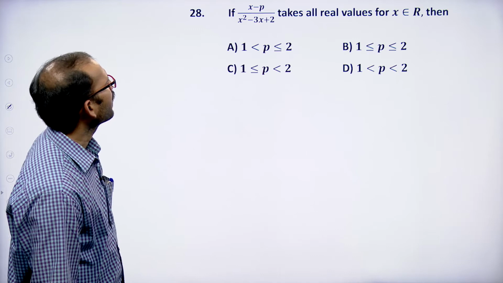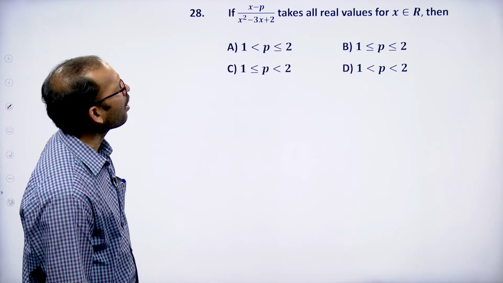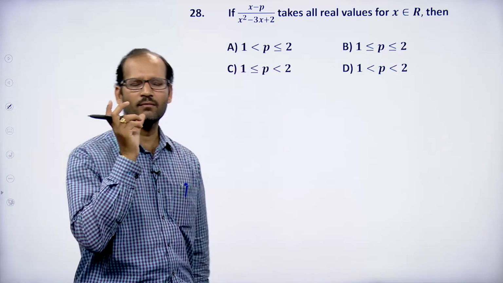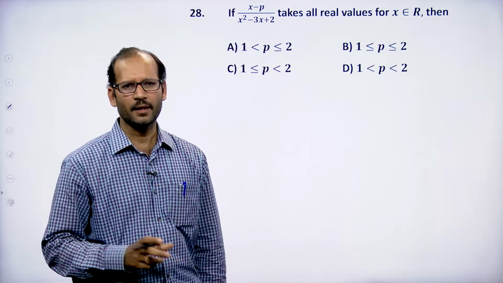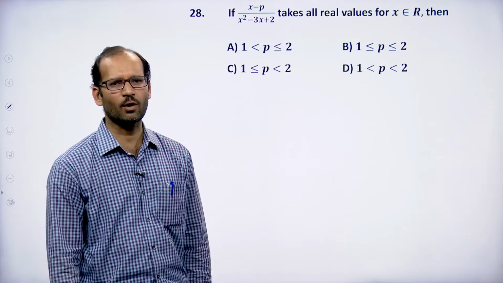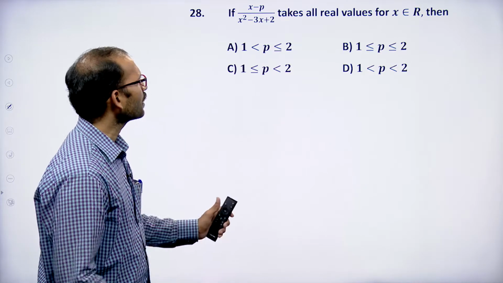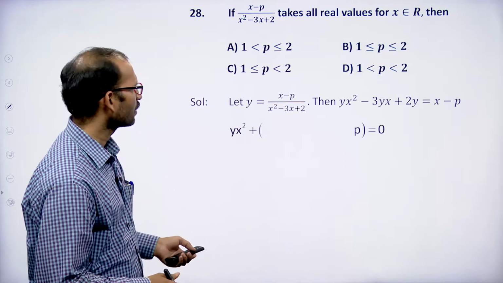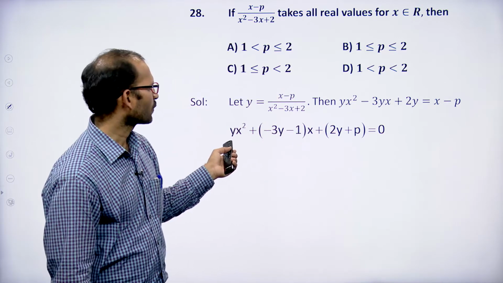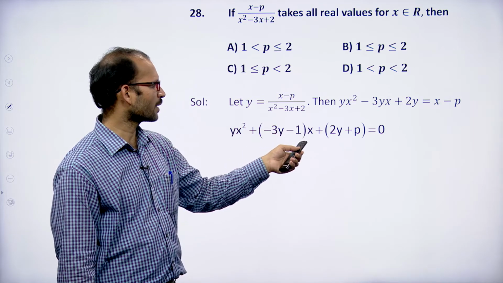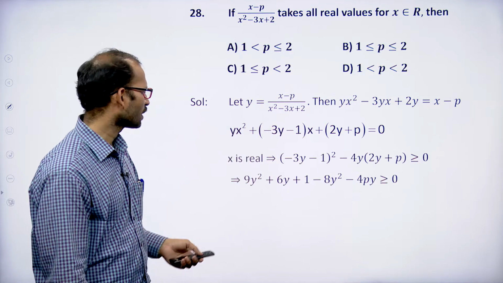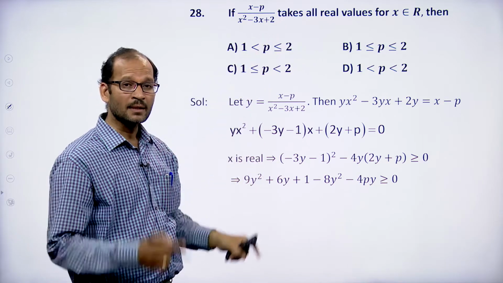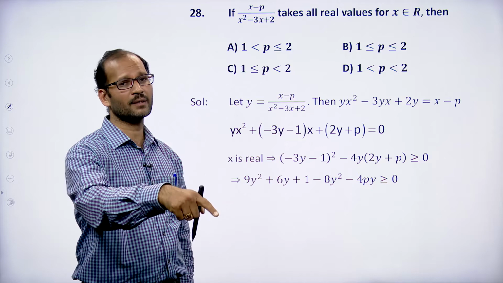Is it okay? (x minus p) by (x square minus 3x plus 2) takes all real values for x, then the range of p's, they are asking for what values of real numbers p lies between what values. So what we do generally, whenever a rational expression is given, we take it as y and proceed: yx square minus (3y minus 1)x plus 2y plus p equal to 0. X is real, given for all real values of x, that means discriminant has to be greater than or equal to 0.